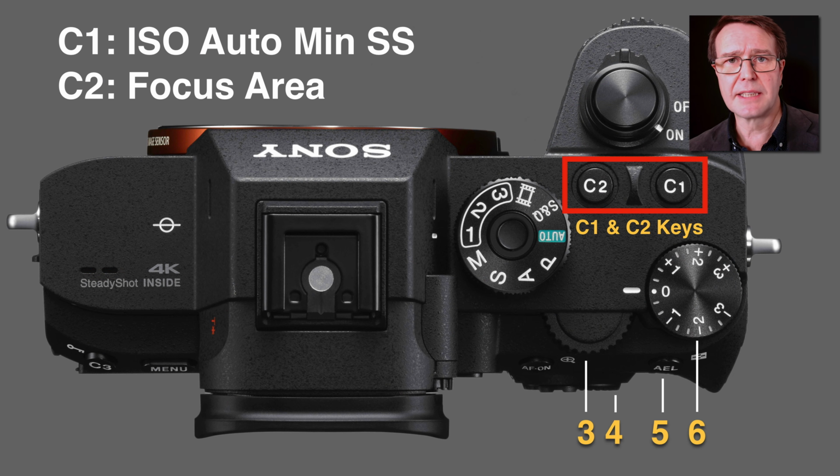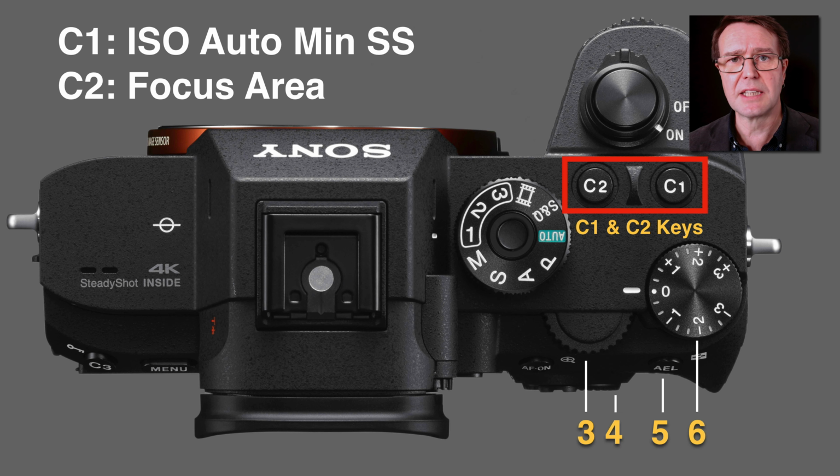Now, I do have the camera set up so I don't have to lower the camera from my eye if I do need to make an adjustment to either the ISO auto minimum shutter speed, the focus area, exposure compensation, etc. I've got access to all of those controls with the camera at my eye. If Sony ever did bring in a touch screen for choosing menu items, I probably wouldn't use it, to be honest, because I can change all of my settings much more quickly by just using these custom keys and the features on the top back of the camera.